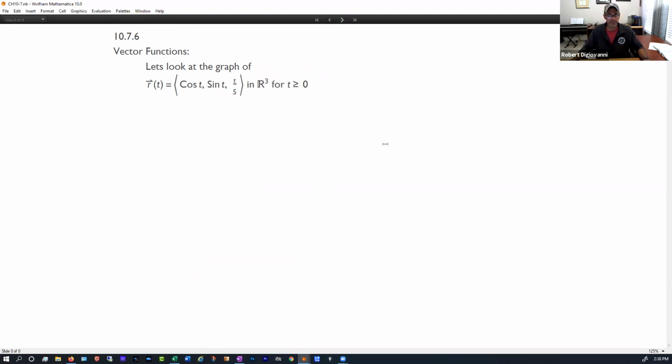Okay, look at this one. This is a vector valued function that has as an input t, and I do put a restriction here. I do say t is greater than or equal to 0. So we're only going to plug in zero and positive numbers. And here it is. It spits out a three-dimensional vector. Cosine t, sine t, t over 5.